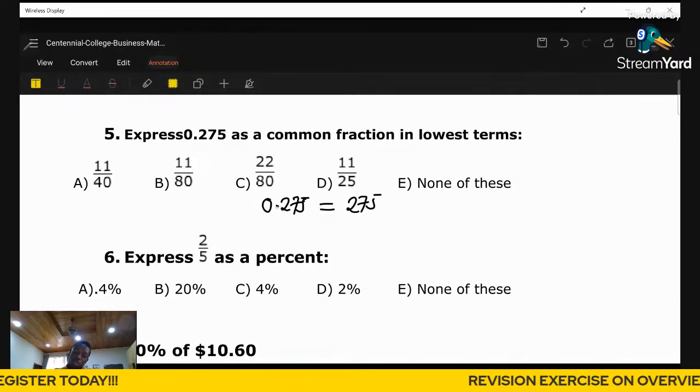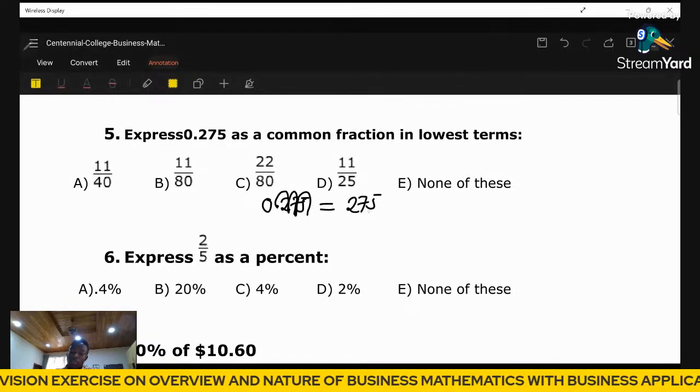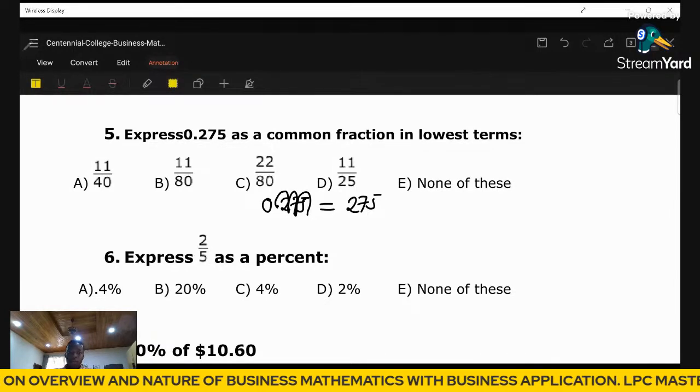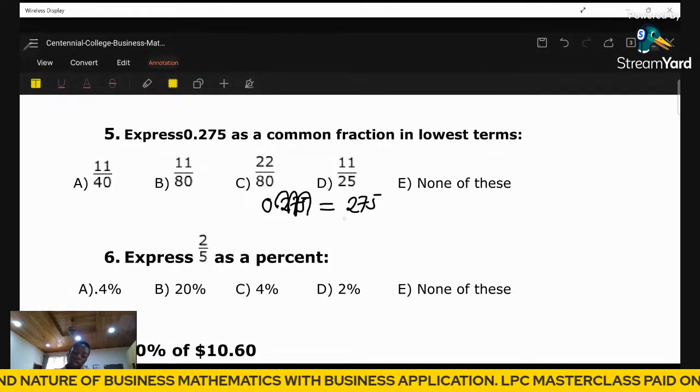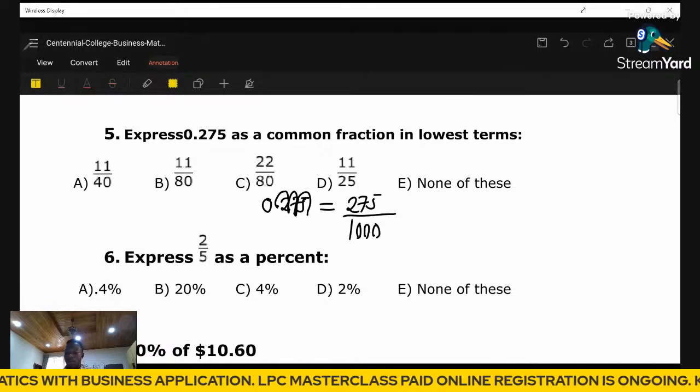Remember, we are moving in groups of 3. So we have 1, 2, 3, and we are getting 275. How many zeros are we counting here? We are counting 3 zeros. So that becomes 275 divided by 1,000.